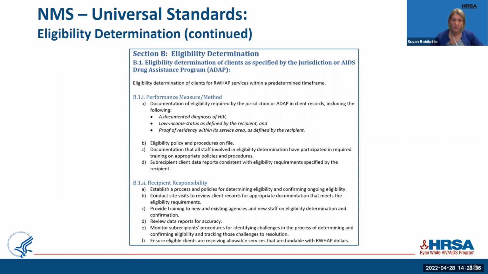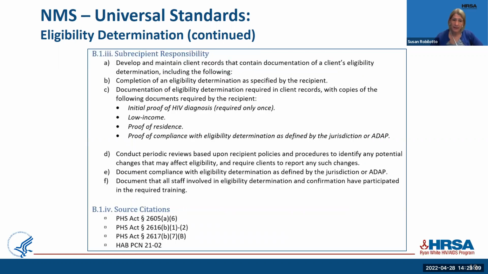The recipient and subrecipient responsibilities outline approaches for meeting or verifying compliance. For this universal standard, the recipient responsibility section includes establishing a process and policies for determining eligibility and confirming ongoing eligibility, conducting site visits, providing training, reviewing data reports, monitoring subrecipient procedures, and ensuring eligible clients are receiving allowable services. Next slide, please.